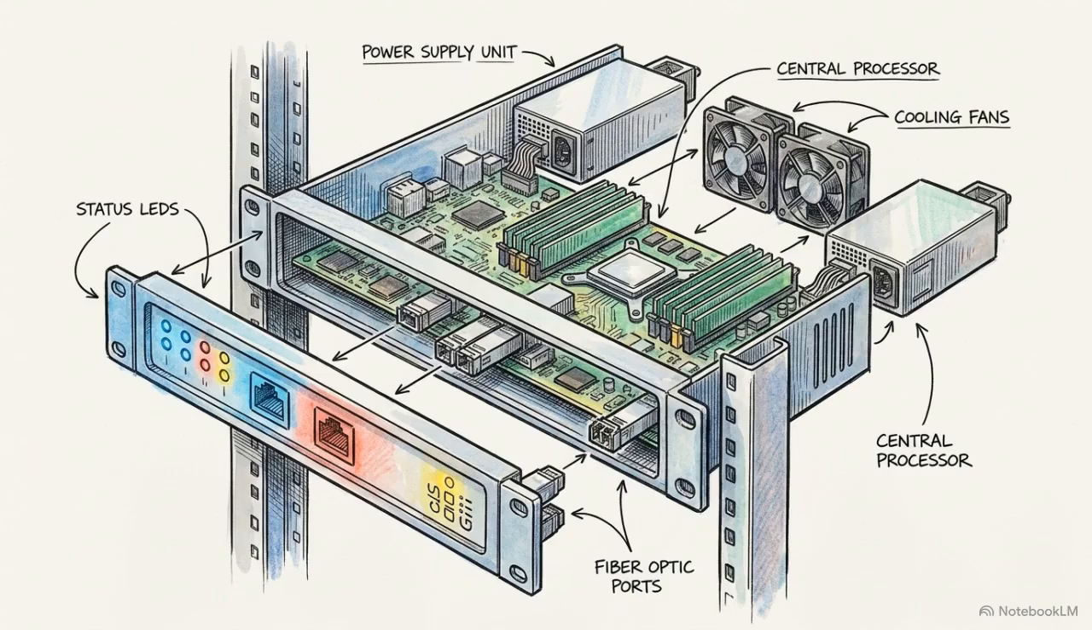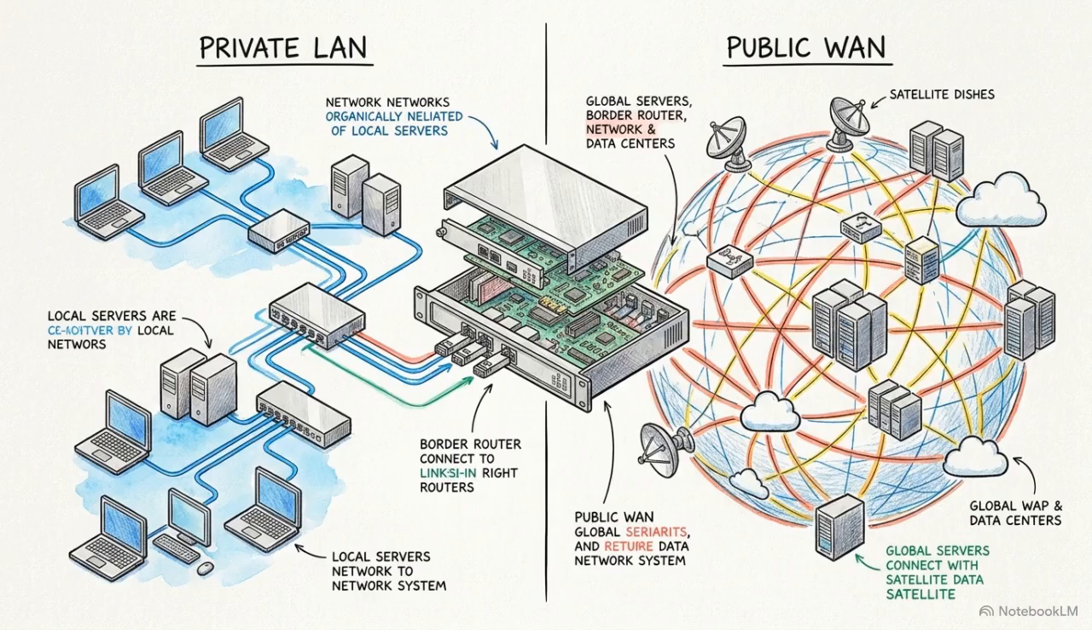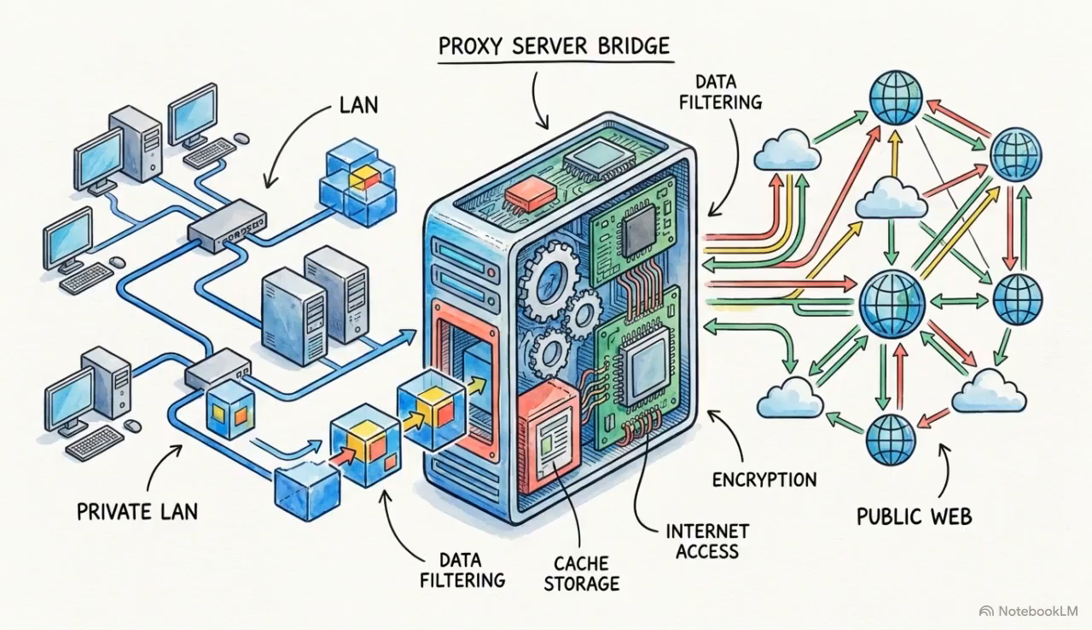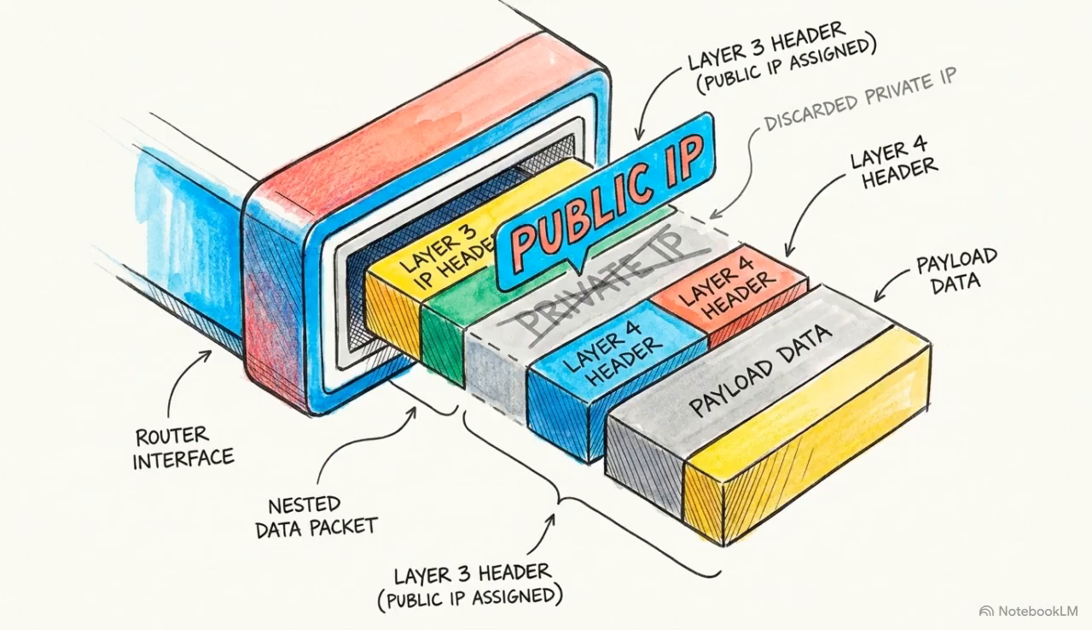That translation occurs at the border router. This piece of hardware stands exactly at the perimeter, keeping the isolated private local area network separated from the public wide area network. Running on this router is a software proxy called NAT, or Network Address Translation. Its job is to intercept outgoing packets and swap the non-routable private IP for a valid public IP.